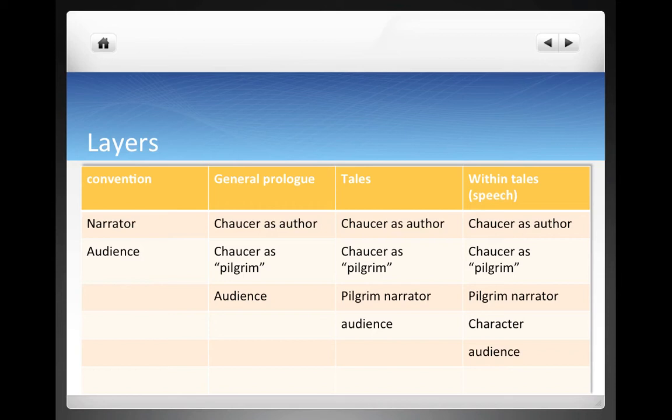Eventually, within the tales themselves, we add another layer. Not only have we got Chaucer the author, Chaucer the pilgrim themselves who are narrating, but of course we also have these swathes of speech delivered by individual characters, and whilst not every character is given great subtlety in the way they are presented, I mean, this would be a very new skill, a very modern thing for Chaucer to be doing.